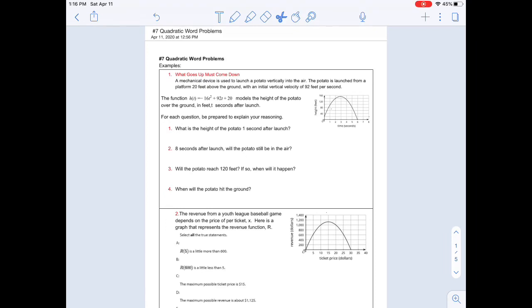We're going to be working on quadratic word problems. So far we've graphed quadratics in standard form and in vertex form, and there's actually a third method called intercept form, which I'm going to teach you after this next lesson. But we're going to focus on word problems now and analyzing graphs. I have a couple word problems I'm going to go over with you, and then there are some for homework for you to solve on your own.